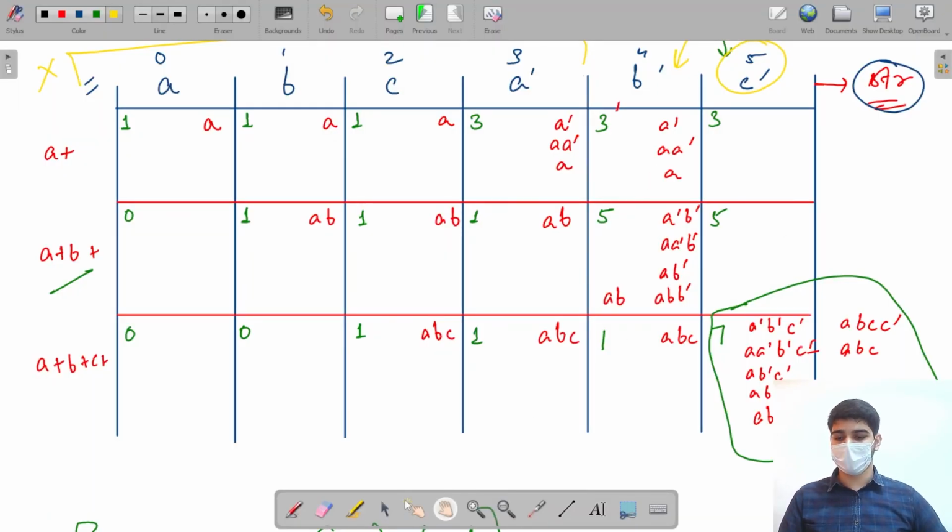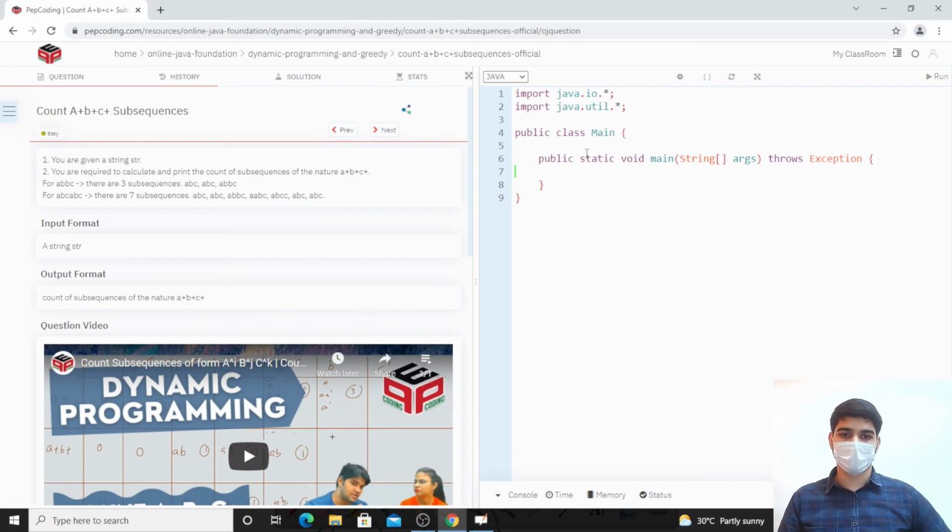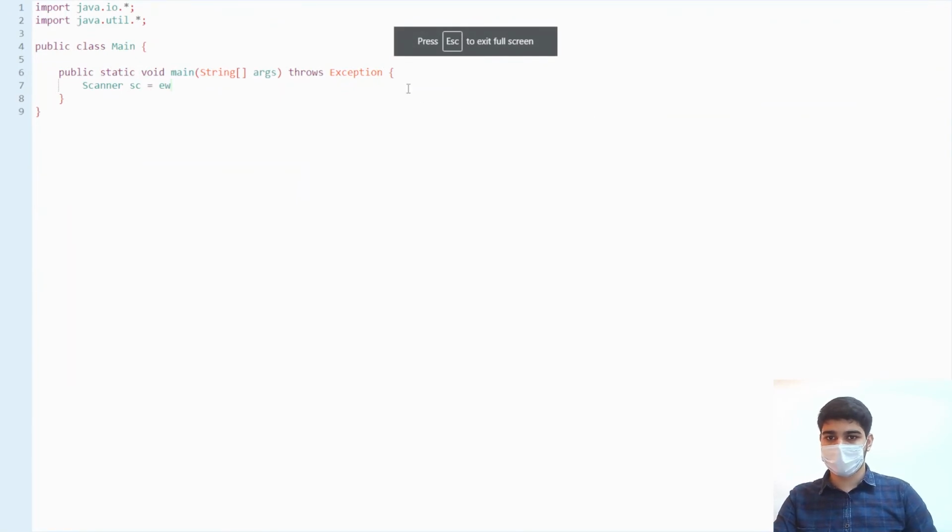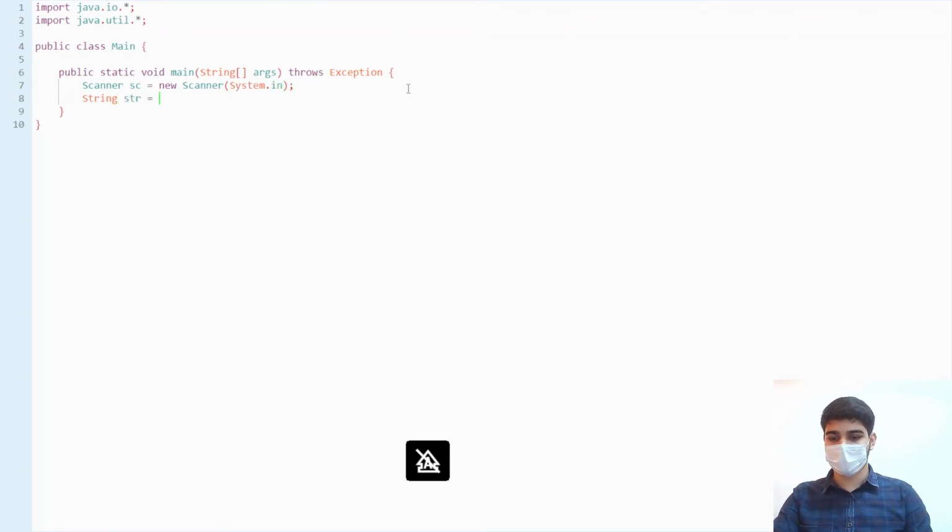So if we see how we can do this question, we come over here, and what I have to take as input is a simple string. So Scanner sc equals new Scanner(System.in). Then I can have my string str equivalent to sc.next. Now what I have to do is assign variables. So let's call my variables int a equals 0, int ab equals 0, int abc equals 0.